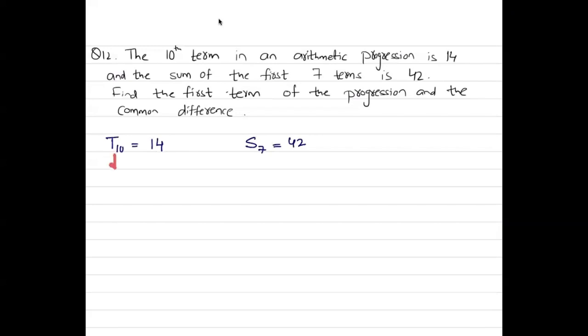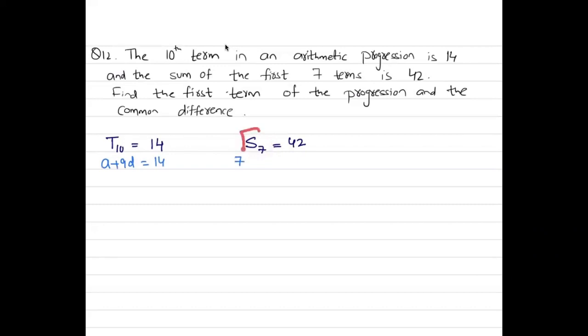Manu, in terms of A and D, what is T10 going to be? A plus 9D. Yes, A plus 9D. That is going to be equal to 14. And Hassan, what is S7 going to be in terms of A and D? Will you repeat? S7, in terms of A and D. What is going to be the expression? A plus 16.